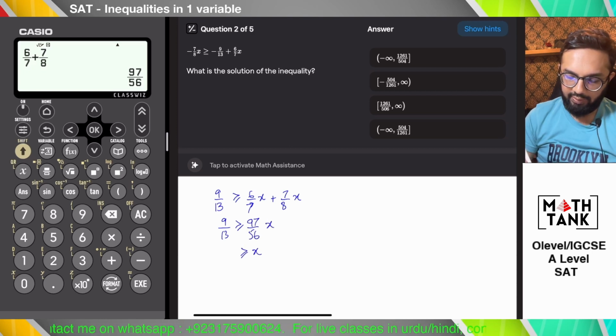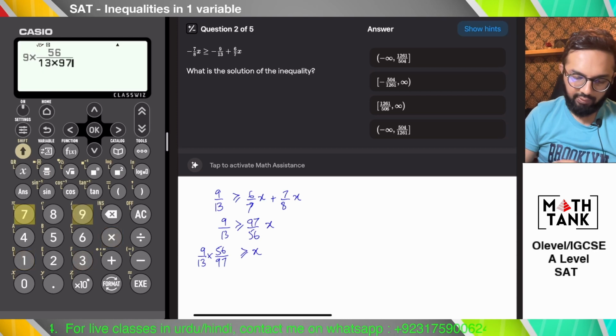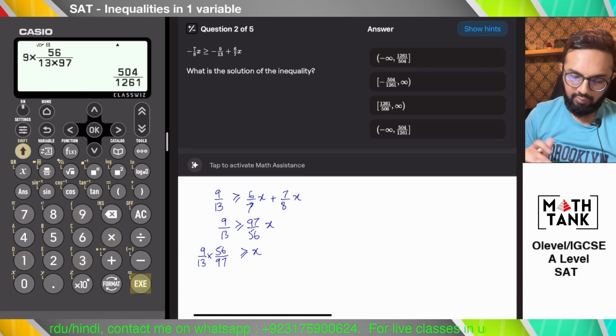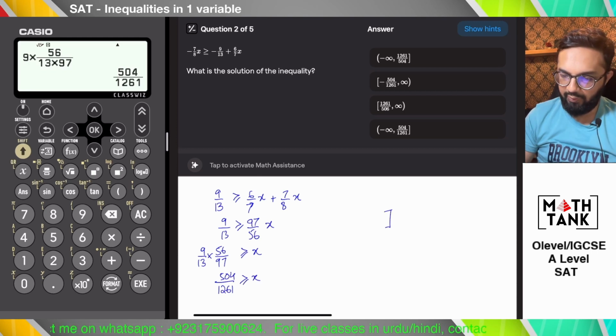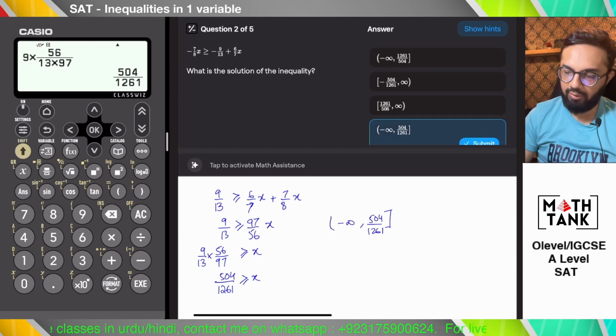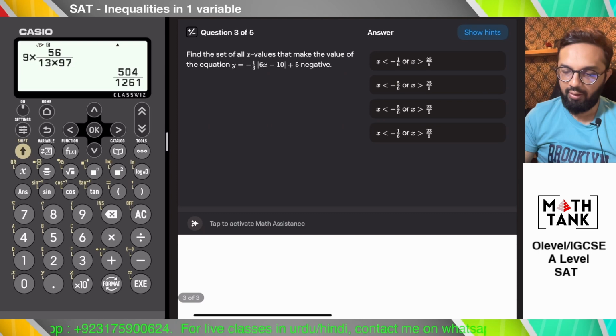When 97 over 56 goes on the other side, it goes as a reciprocal. So 9 into 56 divided by 13 into 97. That's 504 over 1261. So x is less than or equal to 504 over 1261. This is an ending boundary, and it should go to negative infinity. So D should be the correct answer. Let's see if that is the correct answer. Yes, that is indeed the correct answer. Let's see the next question.